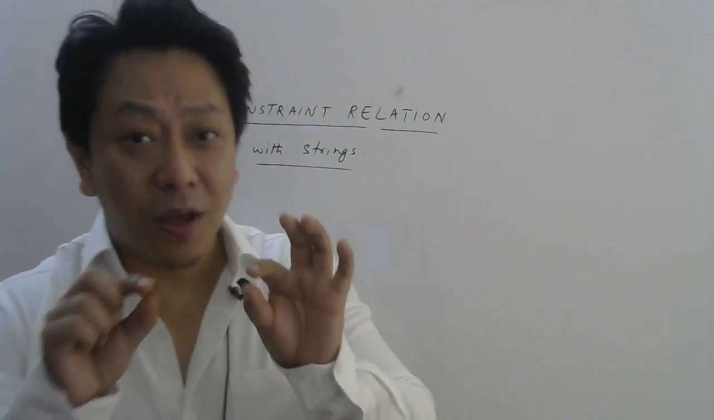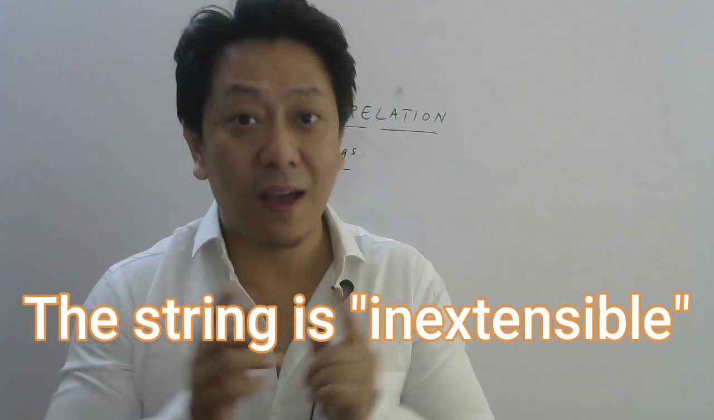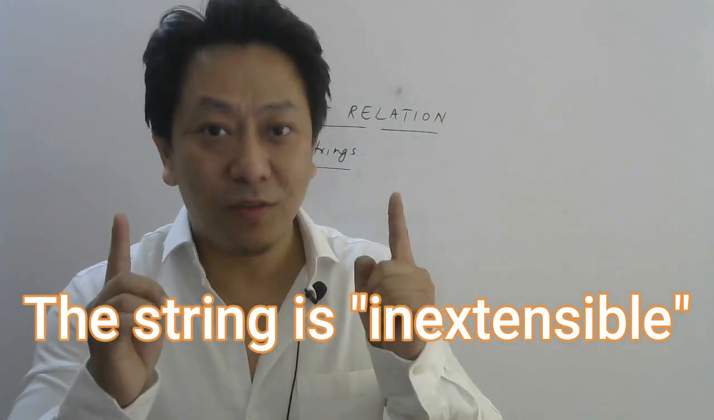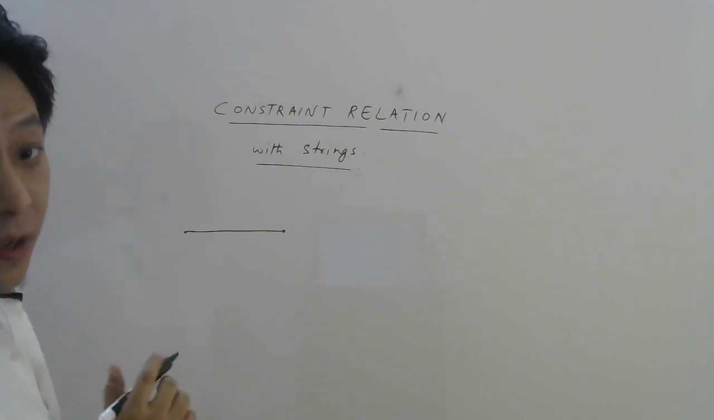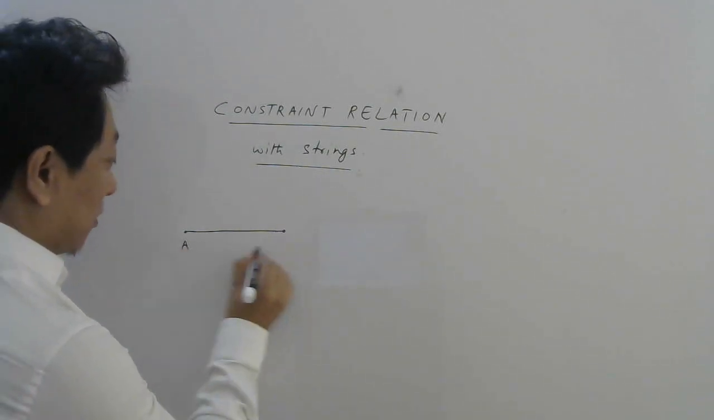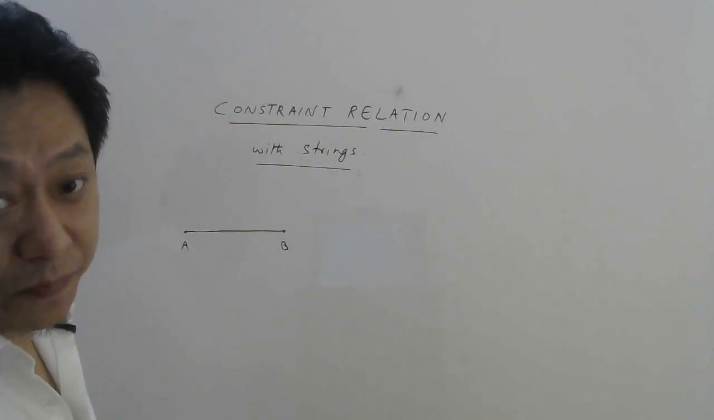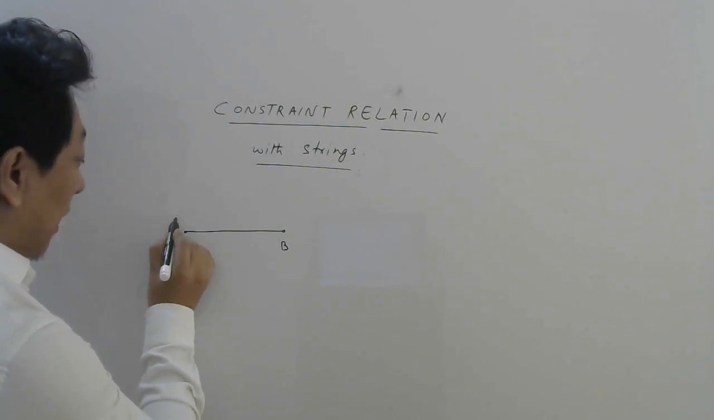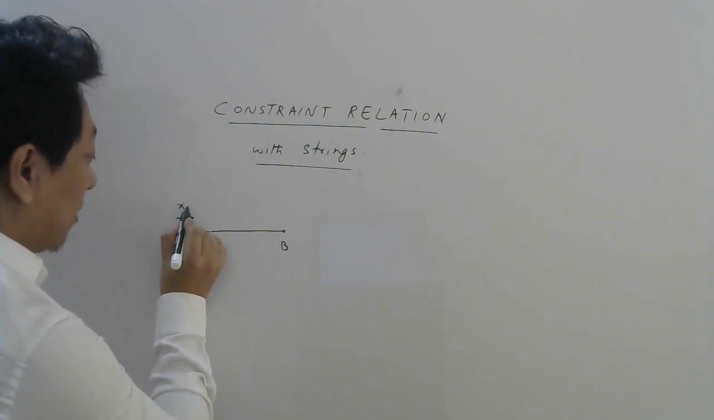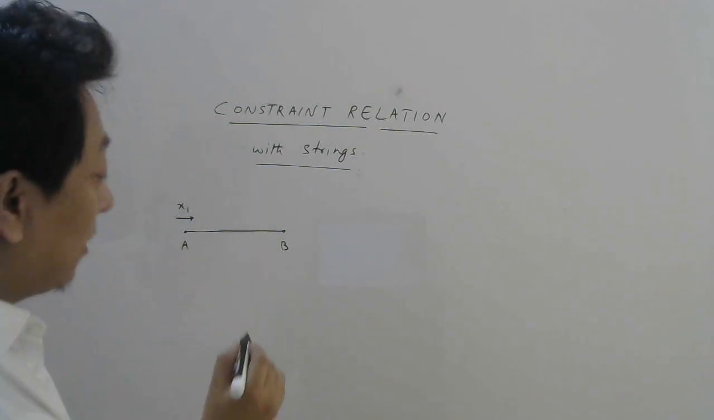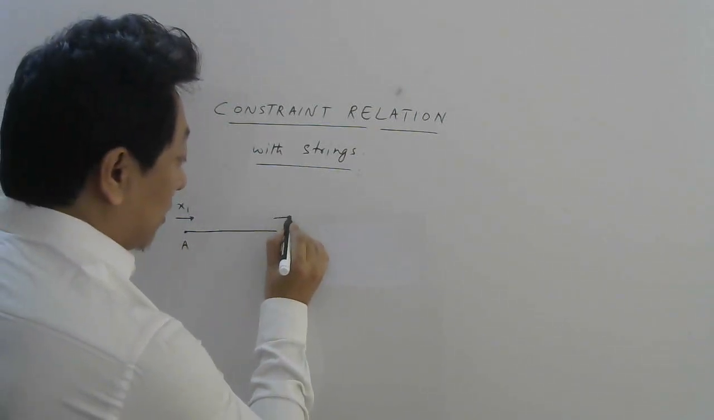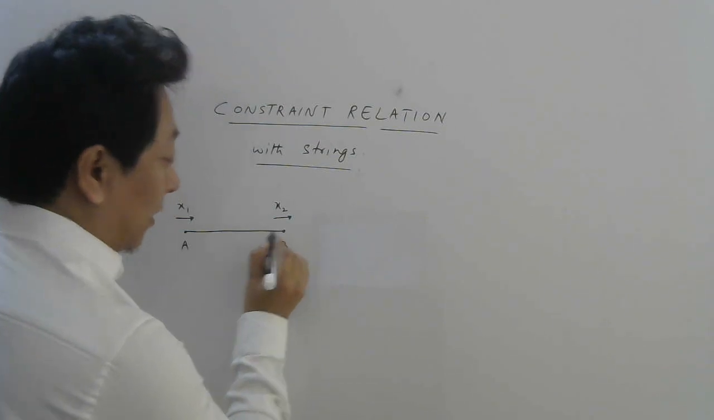Now here we assume the string is inextensible. So the length of the string remains constant during the motion of the blocks connected to the string. So imagine here is a string and these are the ends of the string, A and B. Let's say this end has a displacement x1 towards right. So x1 is the displacement of this end and x2 is the displacement of this end.